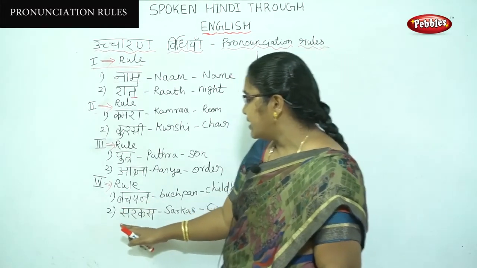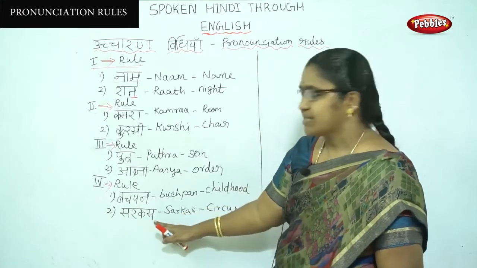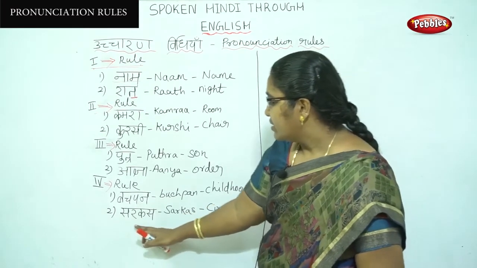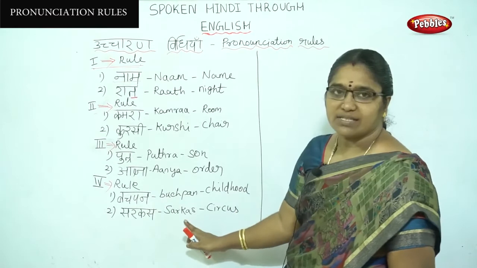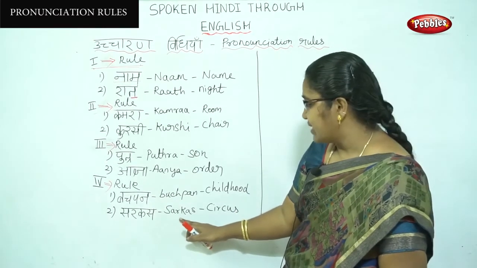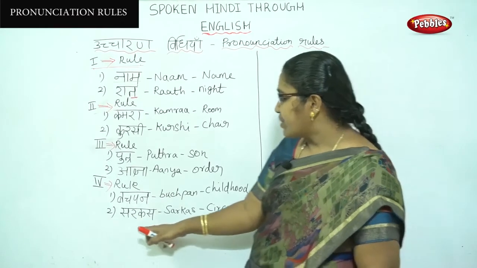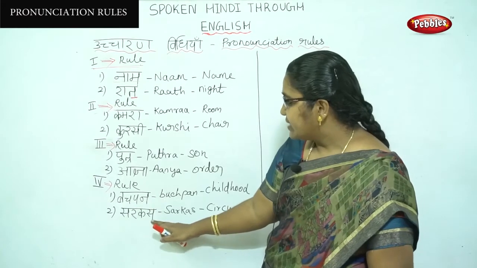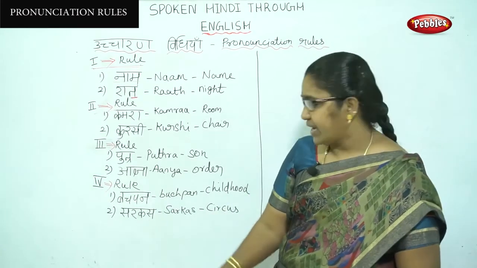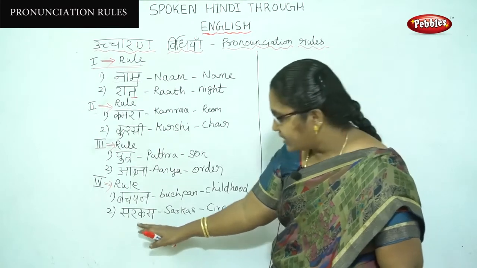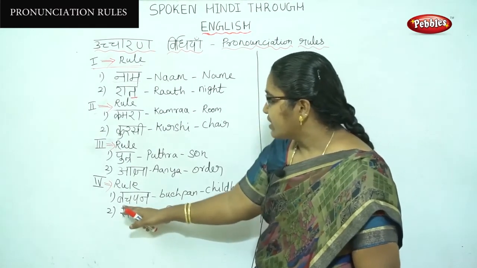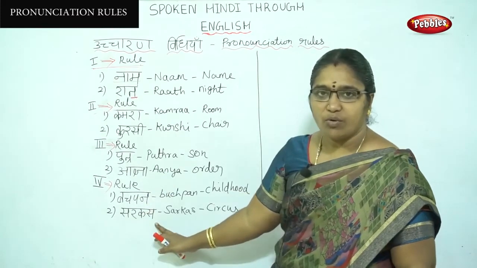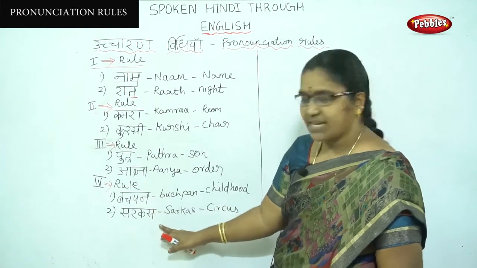The next word we see: sa, ra, ka, sa. We have to pronounce it as circus. The meaning is also circus. We are pronouncing the second letter and fourth letter as a short sound. Okay, circus. Likewise, bachpan, the circus is also a fourth rule obeying word.